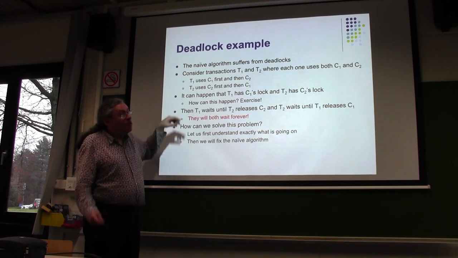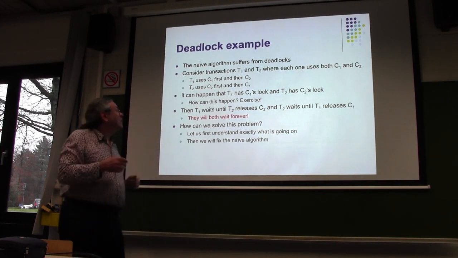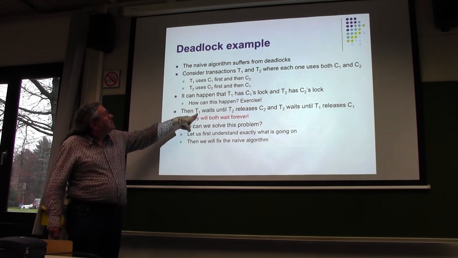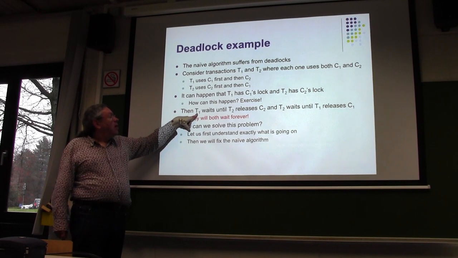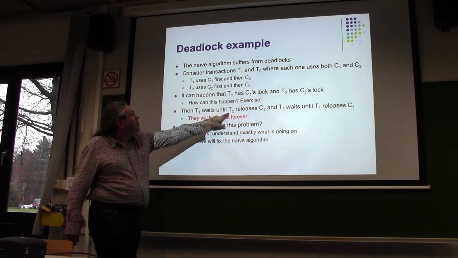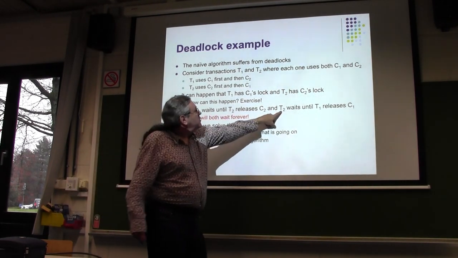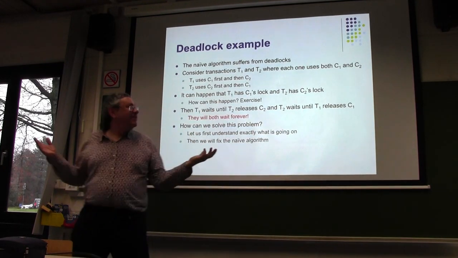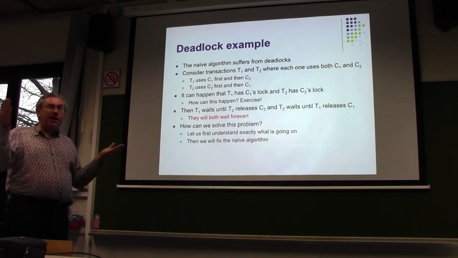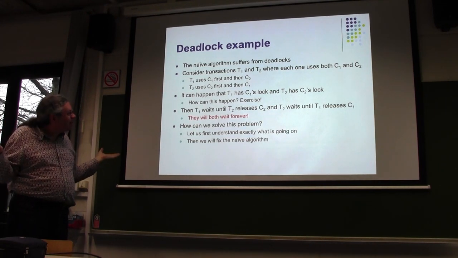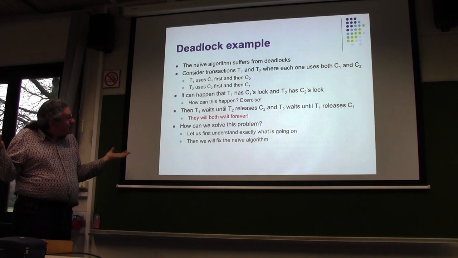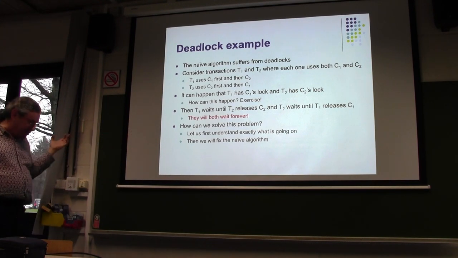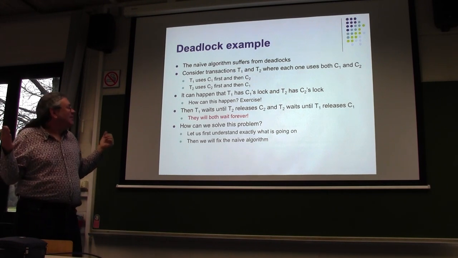The scheduler can choose the execution of the threads like that. And T1 then needs C2, and it will wait until T2 releases C2. But T2 needs C1, and it will wait until T1 releases C1. And they're each waiting on the other. You see what's happening? They wait forever. So this is still safe, though. Nothing wrong is done. It's just that nothing is done, okay?